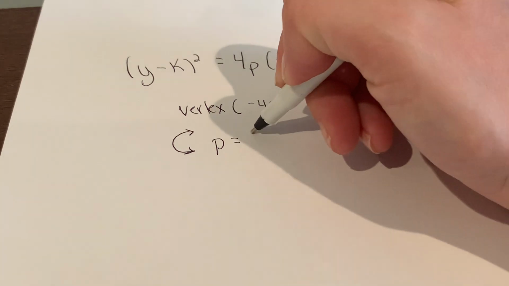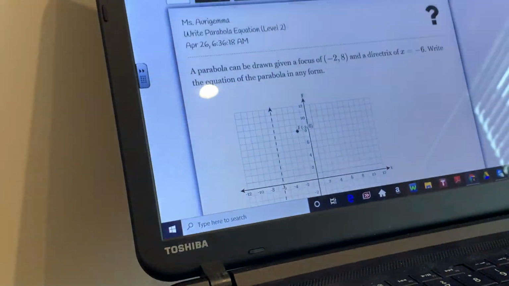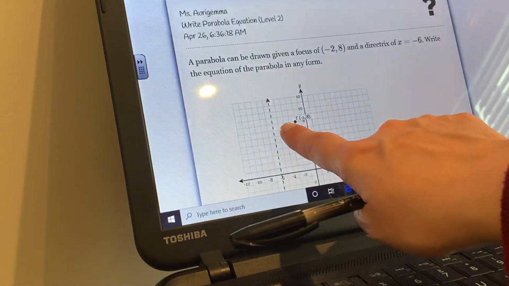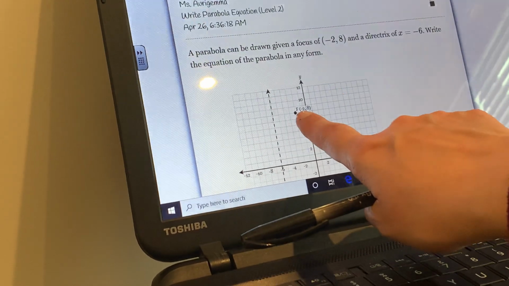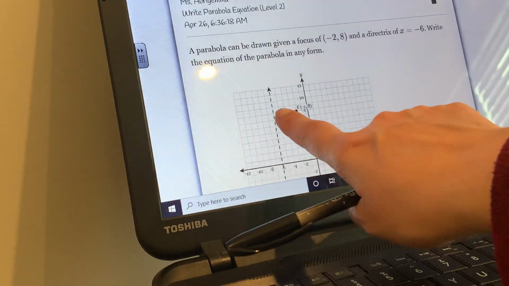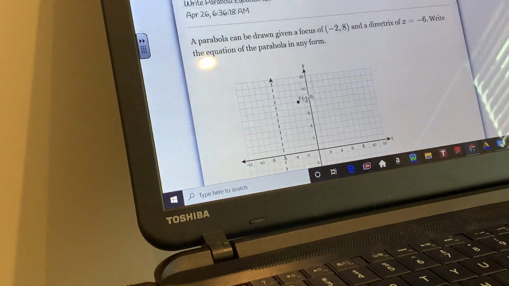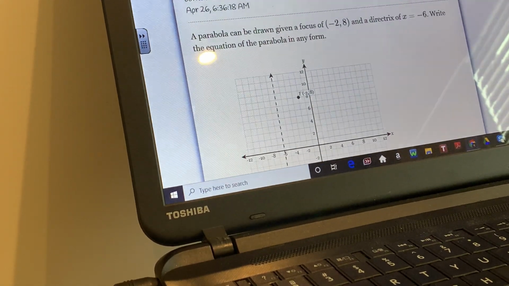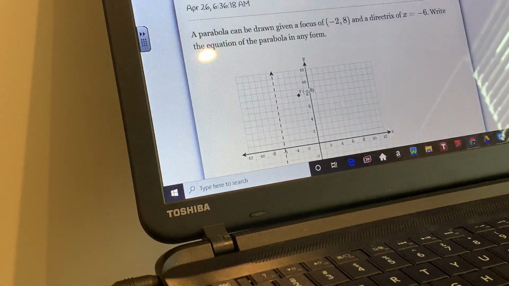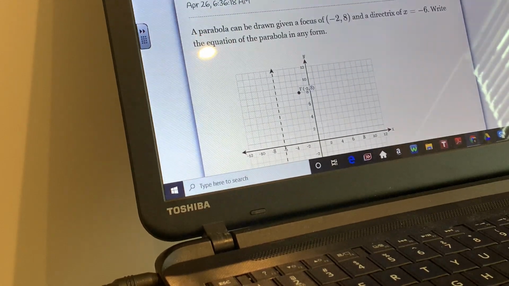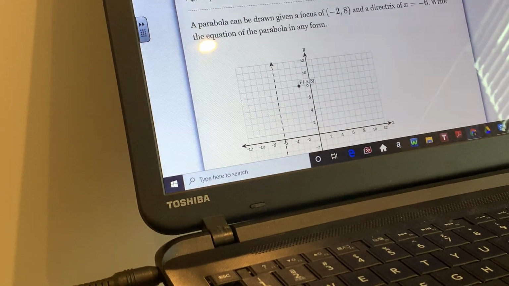So our p-value was 2. Because remember, if I come back here and this is where my vertex would be, I would have to count 1, 2 boxes to the focus or 1, 2 boxes to the directrix. The p-value is the number of boxes from the vertex to the focus or from the vertex to the directrix. And p is either positive or negative depending on which way it is pointing.